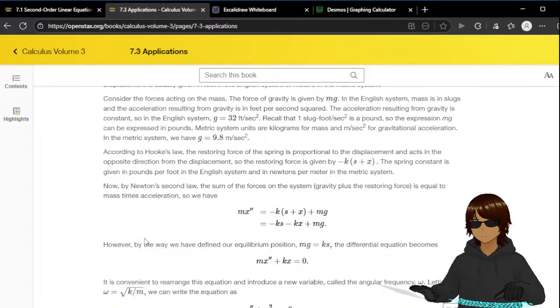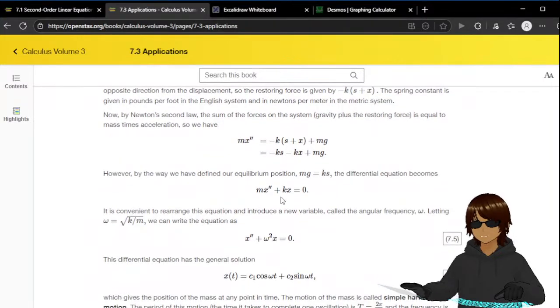We have this. However, by the way we have defined our equilibrium position, mg is equal to ks, the differential equation becomes m times the second derivative of x plus kx is equal to 0. Hold on a minute.